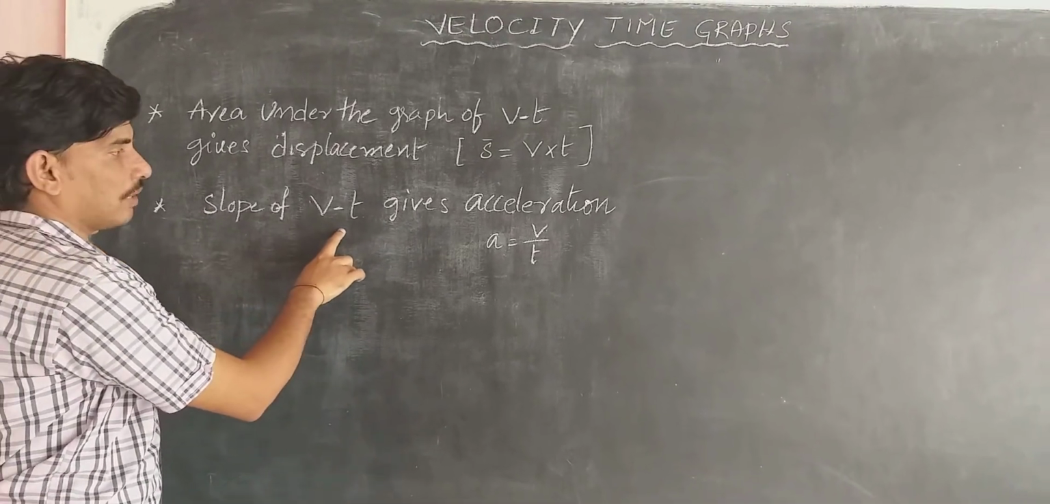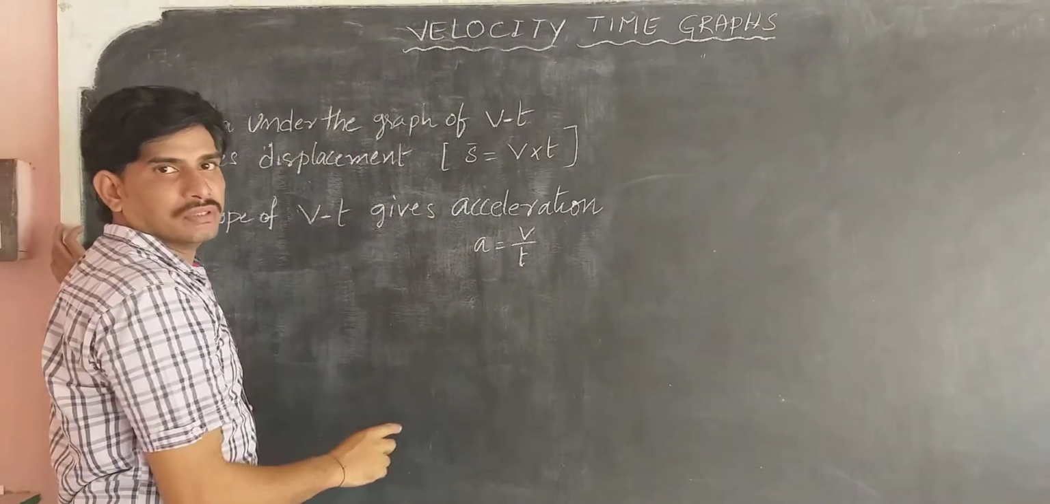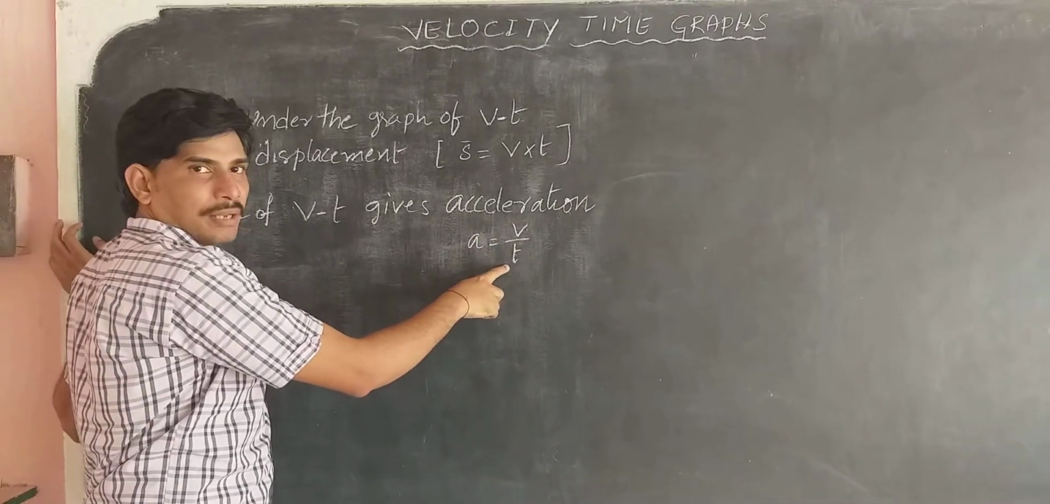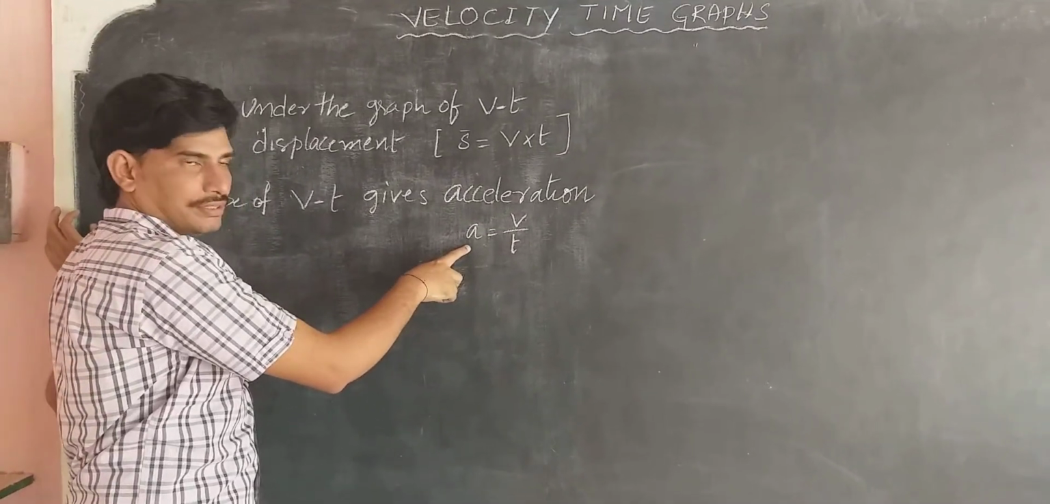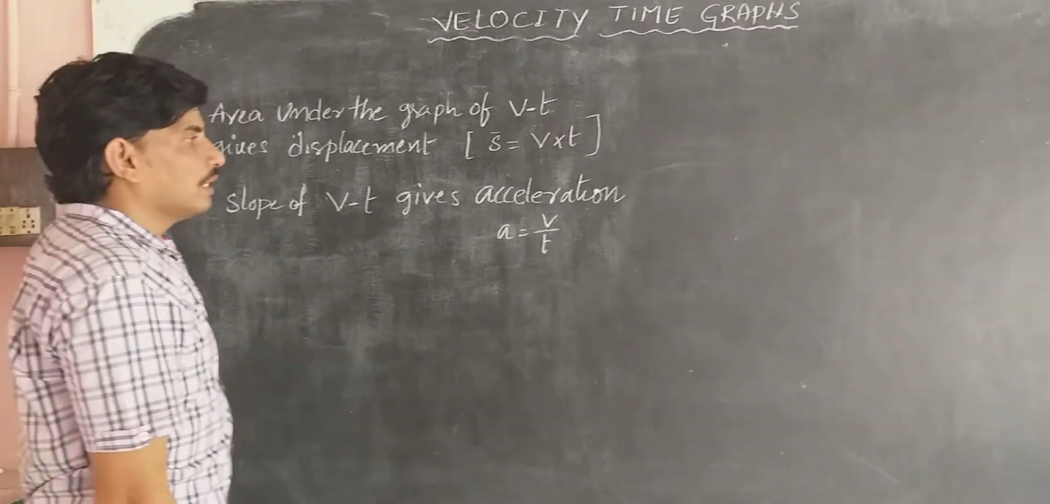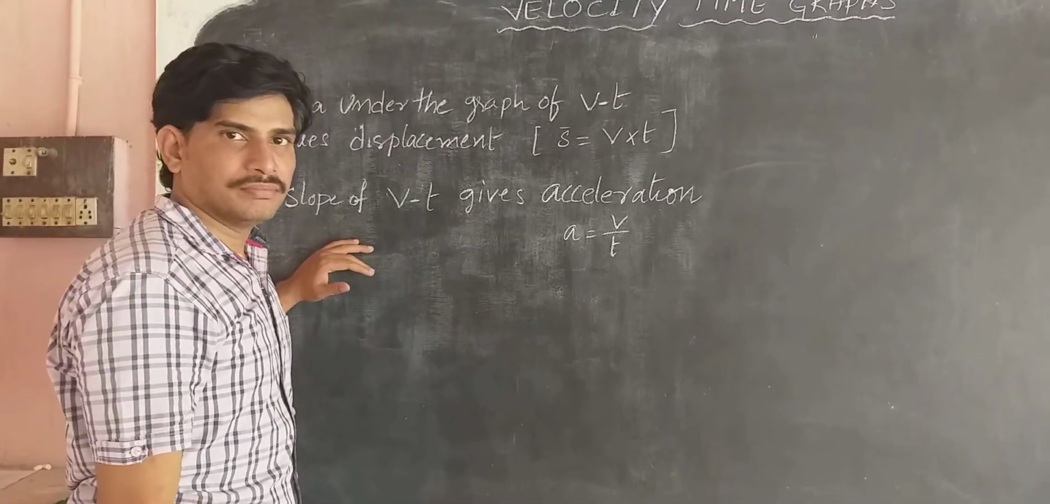And the slope of velocity time graph. Slope means what formula? The change in y component to the change in x component. On y component velocity and x component time. So velocity by time you will get acceleration. The area under the graph of velocity time you will get a displacement. The slope of velocity time graph you will get acceleration.